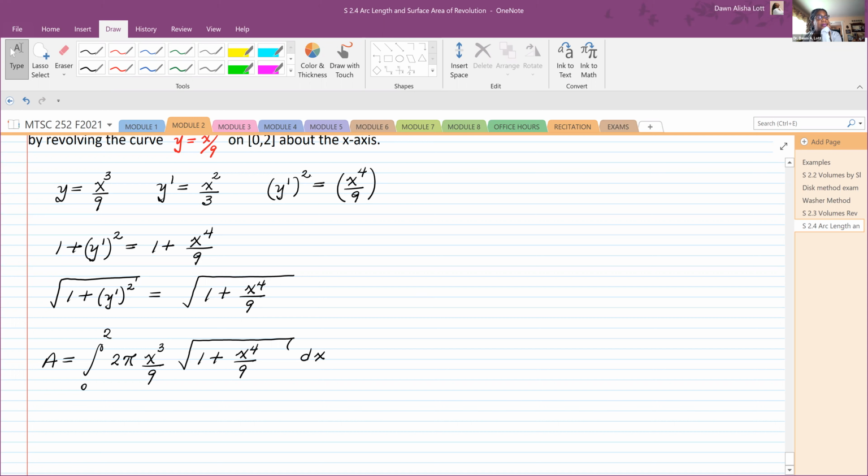How do I integrate this? Would you get rid of the square root first? Well, I can't get rid of it. I can't do anything with it. So I do know that if I let this be u, its derivative is sitting right there. So if I let u equal 1 plus x to the 4th over 9, then du is 4x cubed over 9 dx.